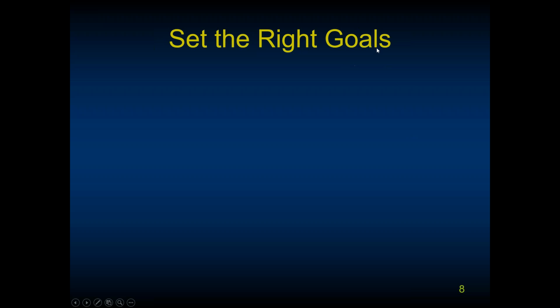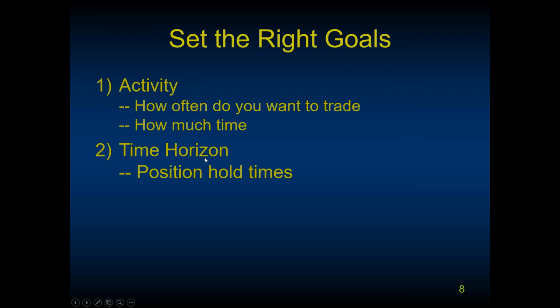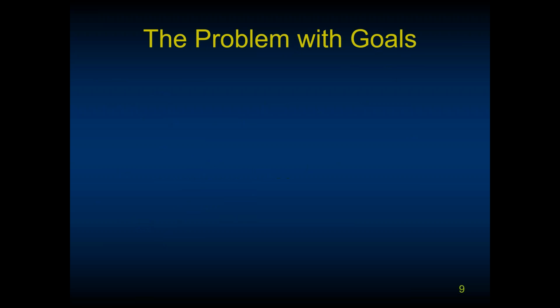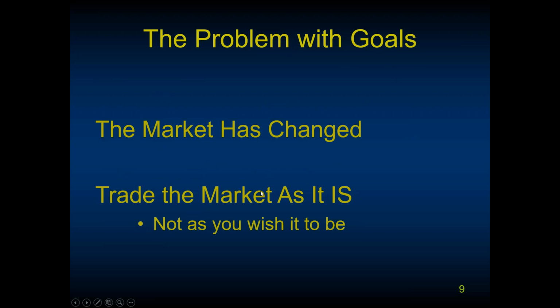So let's set the right goals. Let's talk about the first step in this. The goals have to do with activity, how often you want to trade, and how much time you want to spend trading. You have to figure out what your time horizon is going to be in terms of your position hold times and your gain targets. And these would be things like your percent per trade, that's going to be your target when you exit, and what kind of ROI you expect to get for all your effort at this. So the problem with goals is that the market has changed, as I said at the very beginning, and goals have to be reflective of the market as it is and not as you wish it would be.